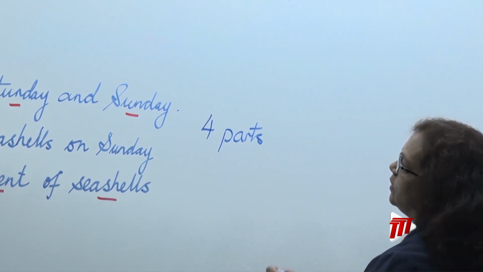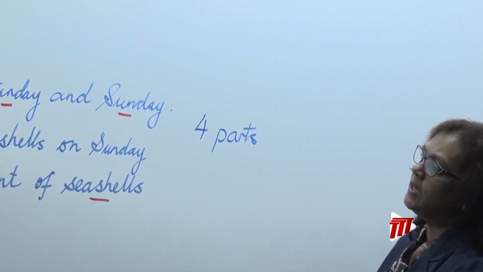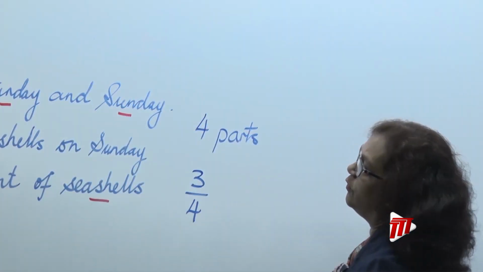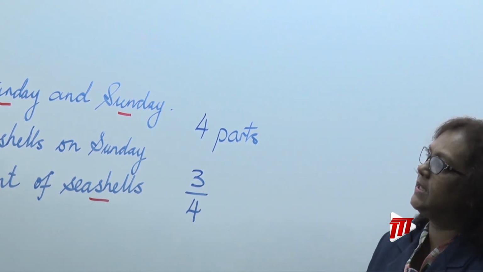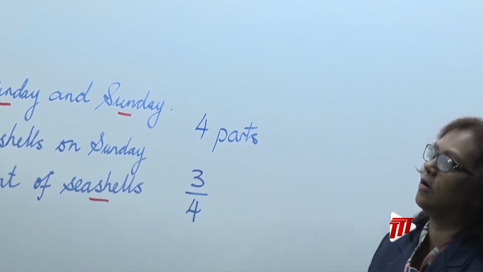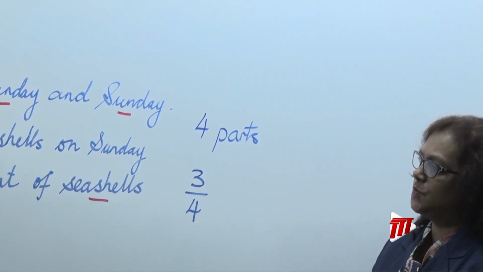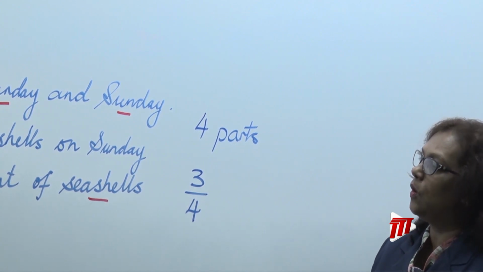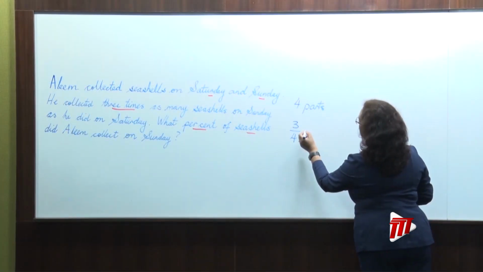Remember, we want to identify the whole and the parts. So we have 4 parts. But on Sunday, he collected 3 of the 4 parts of seashells, of the total for the both days. So the fraction of seashells he collected on Sunday is 3/4 of the whole, or the total number of seashells. And in this problem, we do not need to know what the whole is because we are simply asked for the percent. So all we have to do is to convert 3/4 to percent.